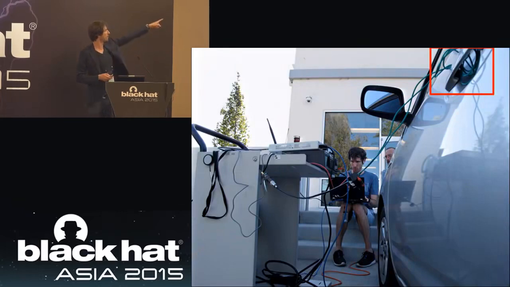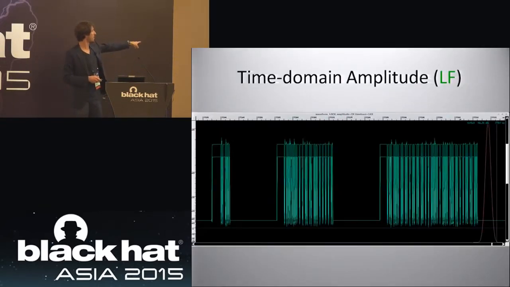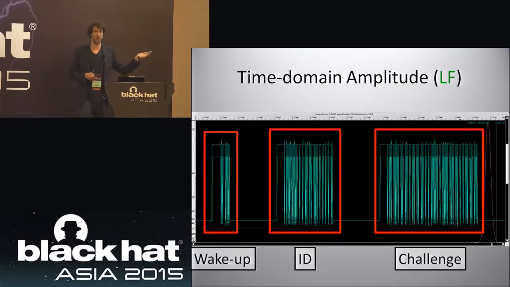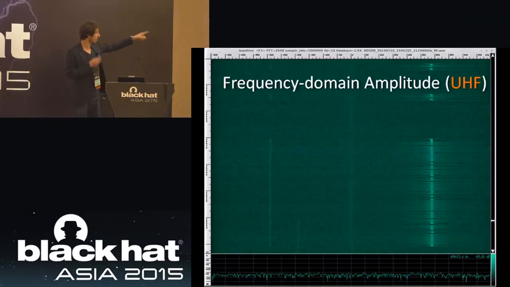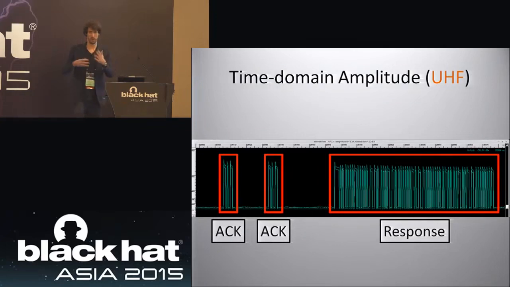And this is the setup here. I've got a coil of wire which is just tucked into the door handle, picking up this LF challenge, and then that antenna which is receiving the UHF response from the remote. And if you actually capture all this, you can see these transactions going on. In the LF, it does a wake up for the remote, it sends an ID of the car, and then it sends out the challenge. Then there's some crypto that goes on in the remote, and then it sends back the response. So if you look at the UHF response from the remote, that's that one. You've got the ID, and then you've got the response after that crypto computation.